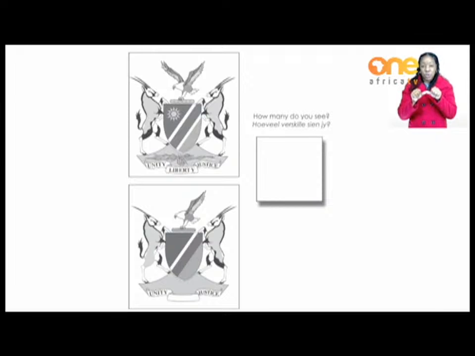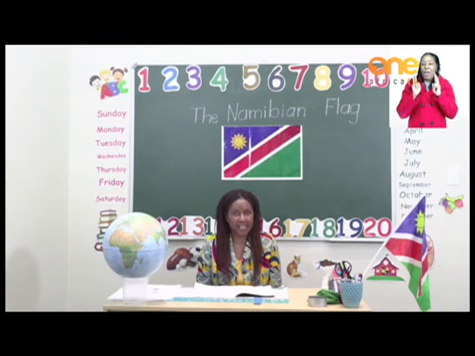Remember, you need to mark with an X where the picture is different and count how many differences you find, and write the number of differences in the block on the right-hand side of both the pictures. Once we have finished, I would like to say well done, and remember to color in the two emblems or the two coats of arms, remembering the correct colors as I have introduced the lesson to you. I hope you have enjoyed the lesson.